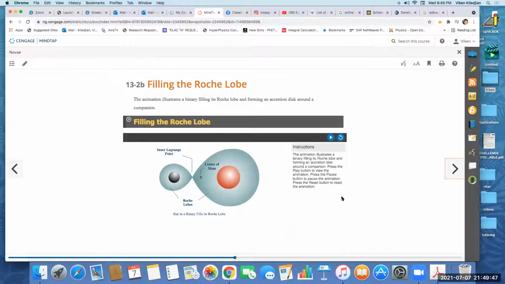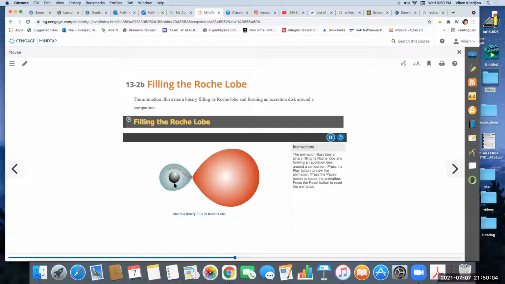Okay, so let's see here, filling the Roche lobe. This animation illustrates a binary filling its Roche lobe and forming an accretion disk around the companion. See, the star is starting to die, and you see the accretion disk starts to fill around. And this, of course, takes millions of years to happen.